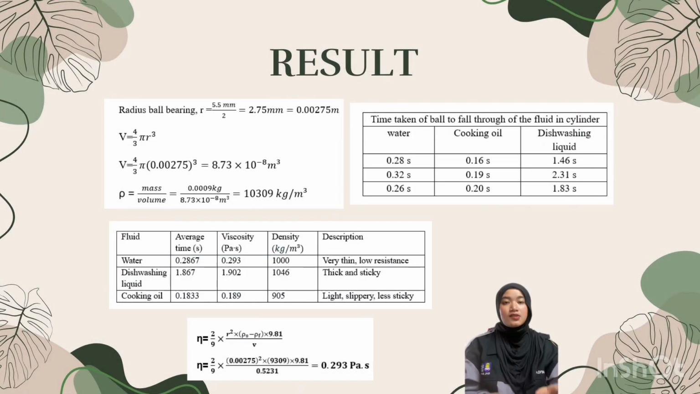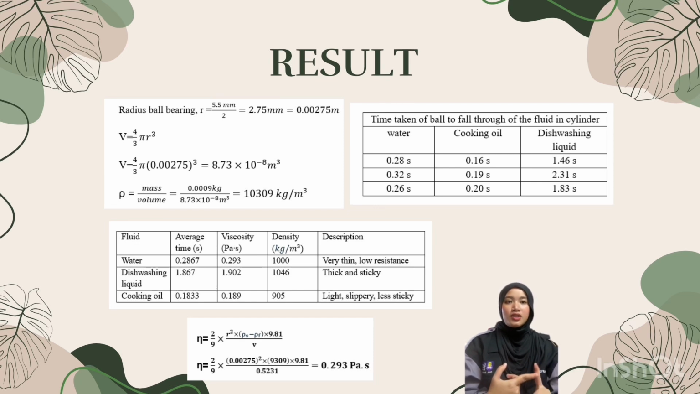For the result and analysis of this viscosity experiment, first we have to measure and determine the radius of the ball bearing and also the density of the ball bearing. As we can see in this slide, the ball bearing radius that we had is 0.00275 meter and the density that we get is 1,309 kg per meter cube.